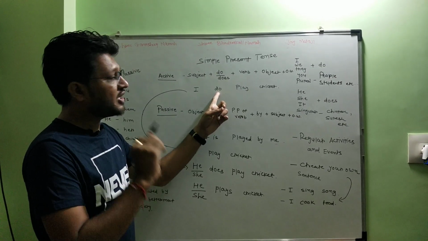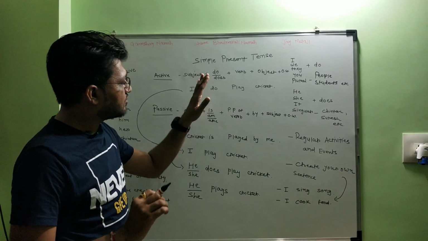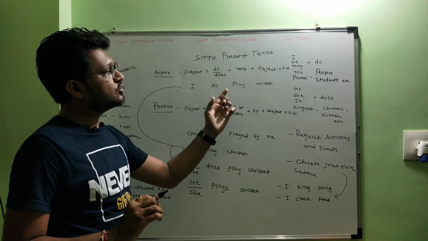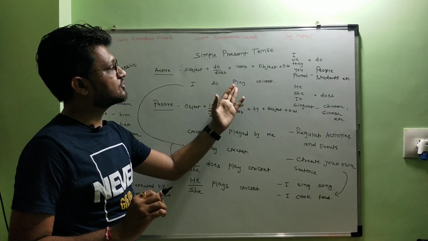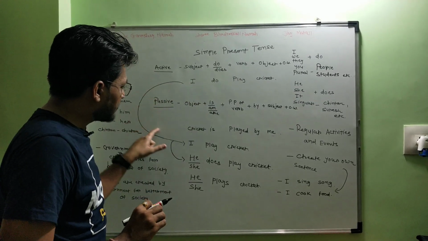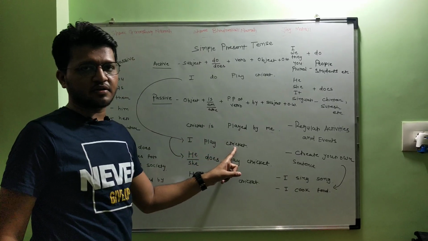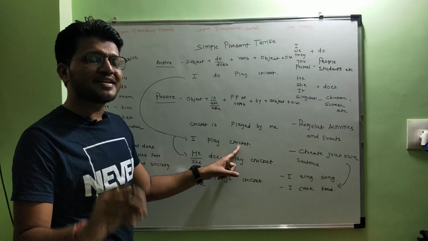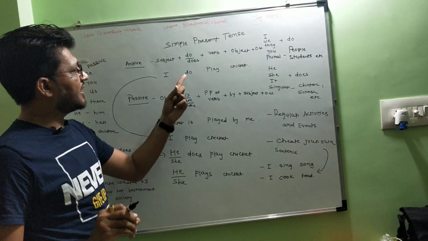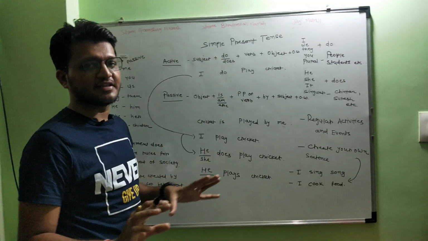Does this word do contain any s or es? The answer is no. It means if you remove this do, you do not need to place any s or es with the verb play. And that's why the same sentence will be converted like this: I play cricket. There is no need to place any extra s or es because with I we have do, and do does not contain any s or es.